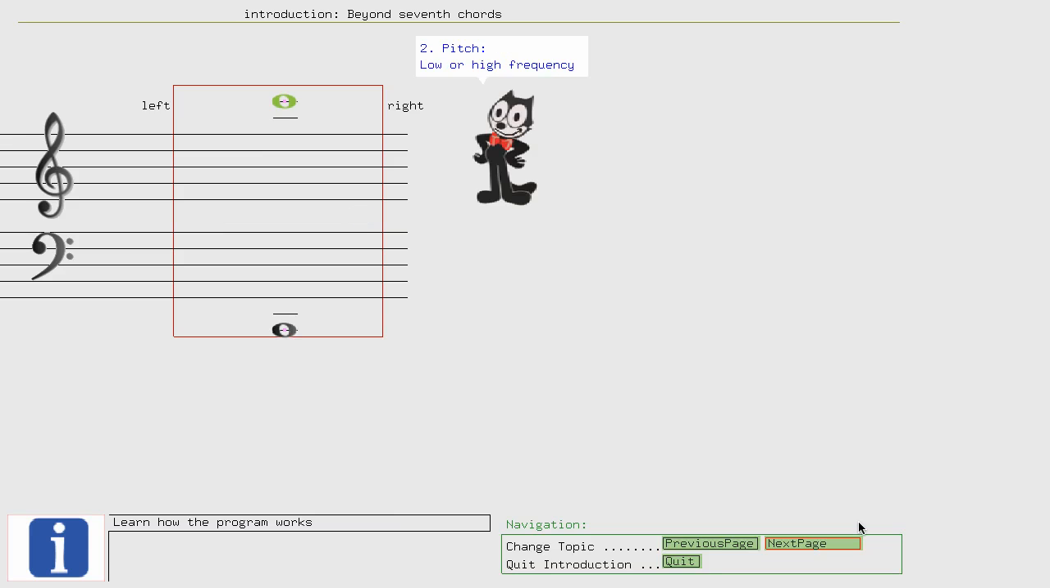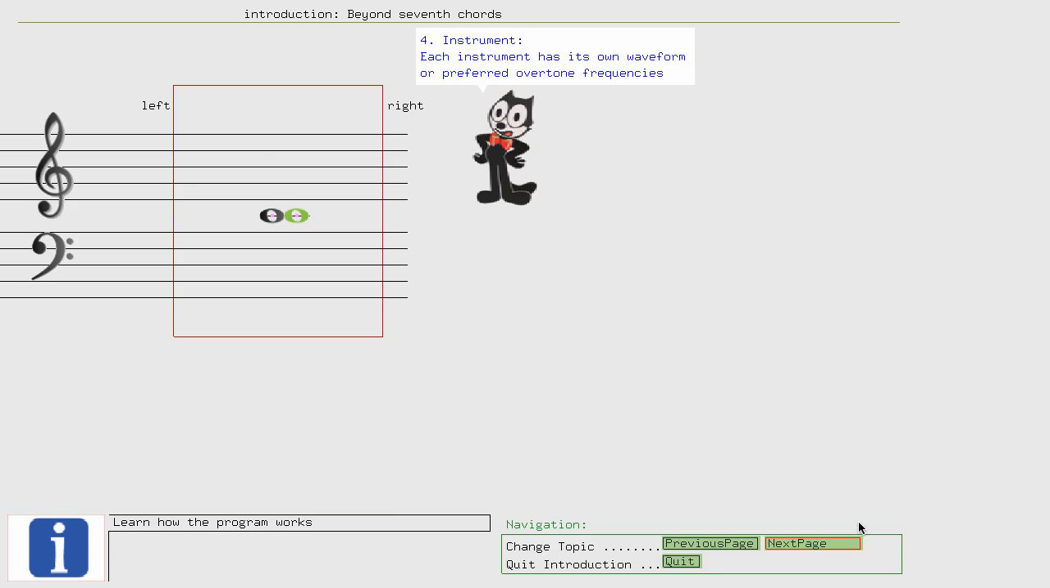Second, pitch, high or low frequency. Third, loudness, weak or strong. Fourth, instrument. Each instrument has its own waveform or preferred overtone frequencies. Fifth, phase shift. Depending on the starting times, 2 identical sounds can have a phase shift.